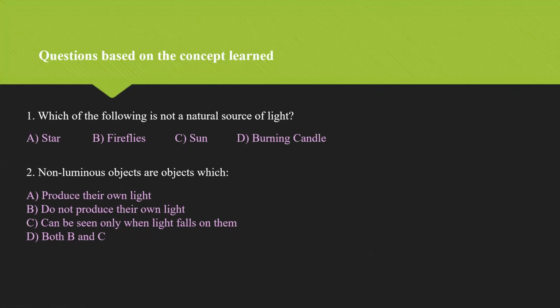Let's move on to a few questions based on the concept learned. Which of the following is not a natural source of light? Star, fireflies, sun, or burning candle? So all of these are sources of light, but which of the following is not a natural source of light? The burning candle. Non-luminous objects are objects which: A, produce their own light; B, do not produce their own light; C, can be seen only when light falls on them; or D, both B and C. The correct answer is option D, that is both B and C. It cannot produce light and it can be seen only when light falls on them.